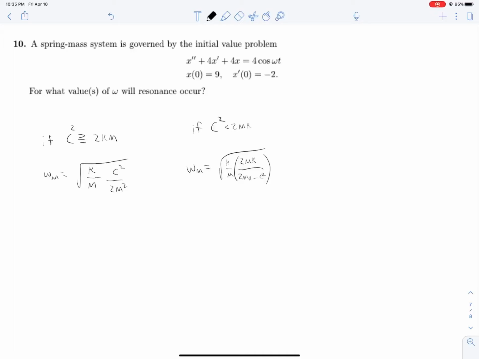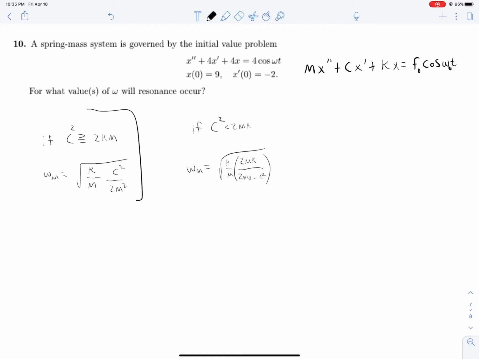So we know that a spring mass system is expressed in the form mx'' + cx' + kx = F(t), or actually they call it F0 cos(ωt). And really this is ω0, the natural frequency. If we had no damping term in here, the value of ω for which resonance occurs would be that natural frequency, but because we have some damping, everything gets thrown off.